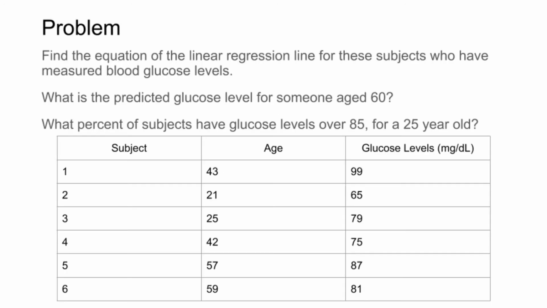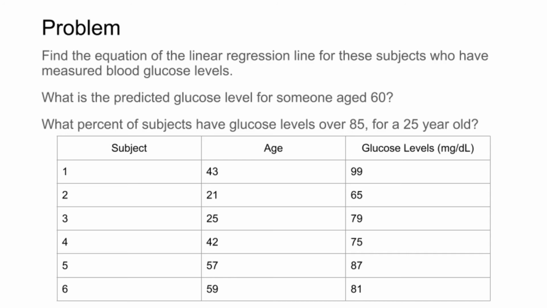Alright, equipped with this knowledge of how to do linear regression, I encourage you to try a problem on your own to really check your understanding. Here we have subjects with their age and glucose levels measured in units of milligrams per deciliter, and I want you to try to find a linear fit of glucose level predicted by age. Once you have that, find the predicted glucose level for someone aged 60, and then try finding what percent of subjects have glucose levels over 85 for someone aged 25.